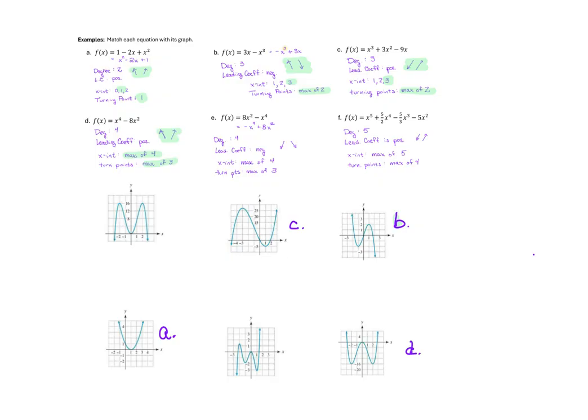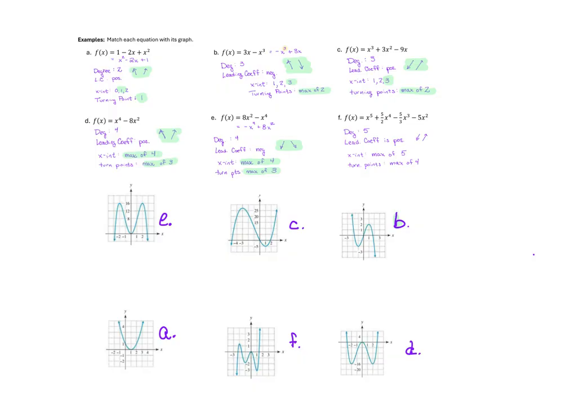Example E is going to be the top left graph. We have our end behavior of down and down. We have less than 4 x-intercepts. We have 3 of them. And we do have 3 turning points. And while that leaves that, our final example, the bottom middle graph is going to be the graph of equation F.